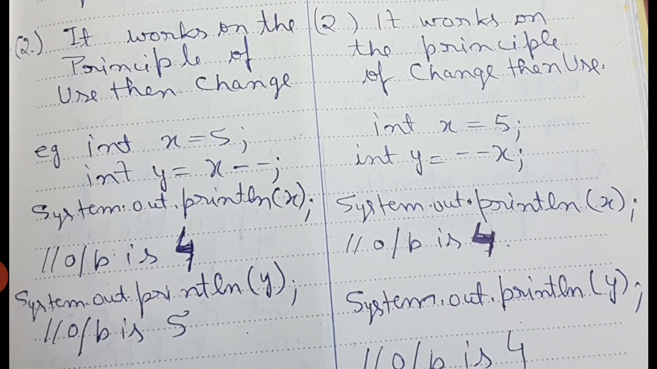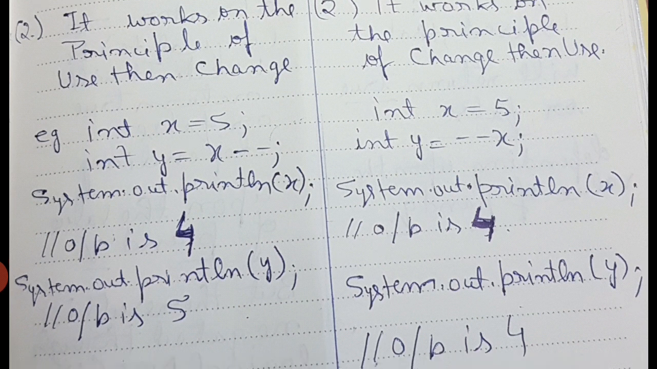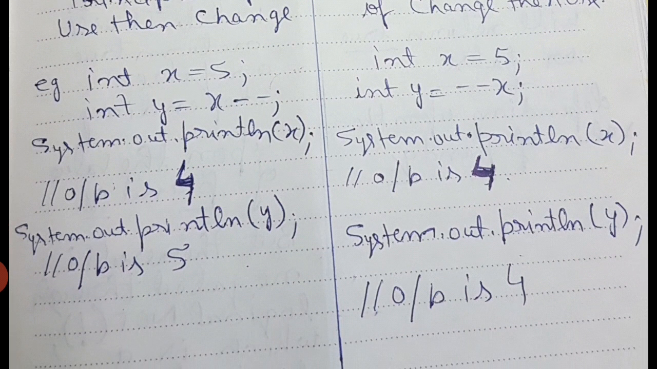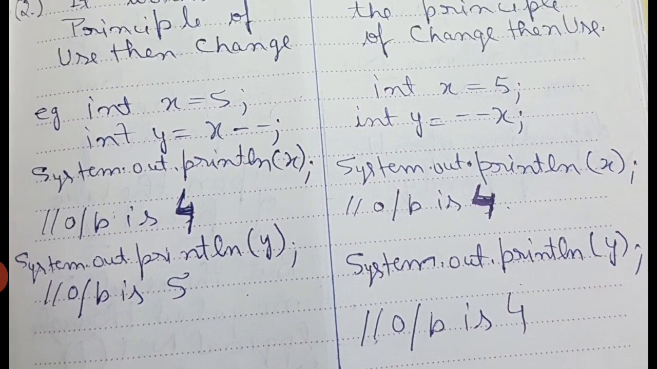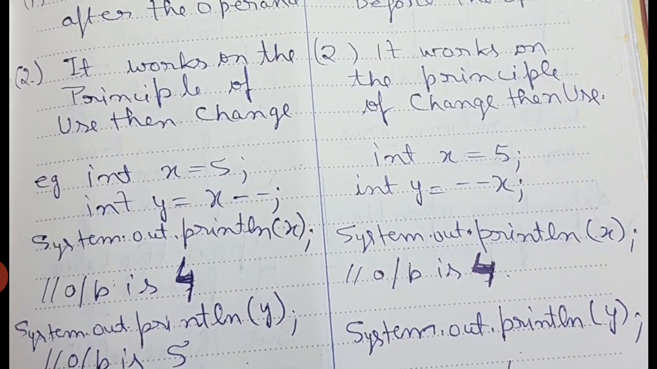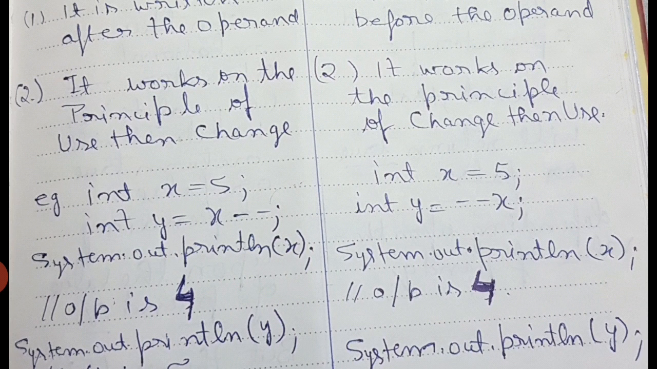Now look at the statement int y = x--. So here what is happening? First x is being assigned to y, and currently x is 5, later it is decremented, so that is why System.out.println(y) gives the output 5. Alright, I think the reason is clear to you. Similar thing we had done in the post increment also. So here also use then change.